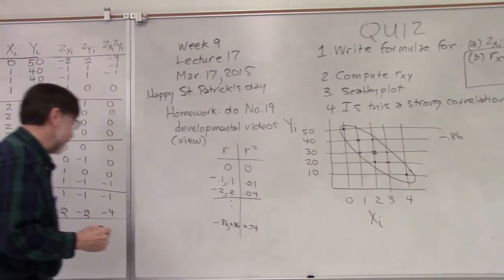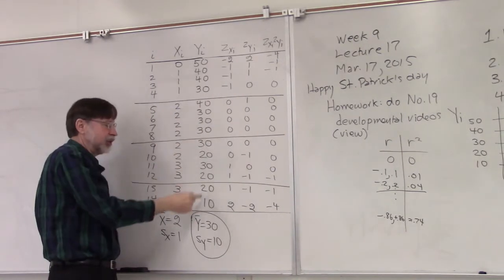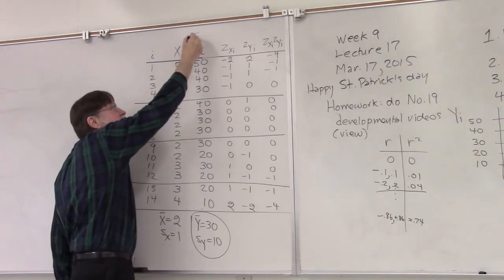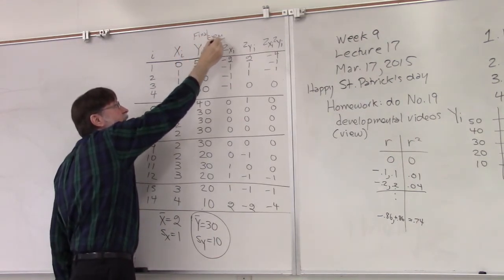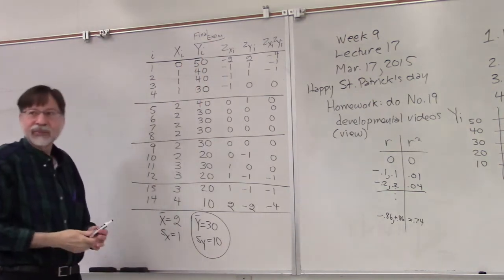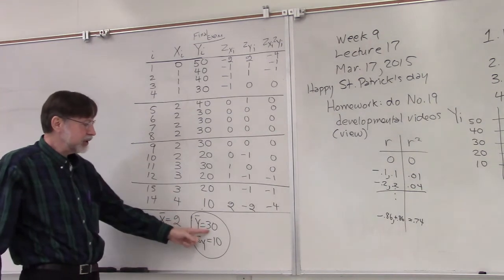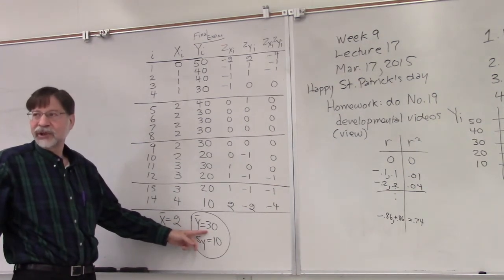So if you knew nothing, what would you guess? If you were trying to predict this score here, maybe this is the final exam. You're trying to predict somebody's final exam score. And if you knew nothing, what would you guess? You'd guess 30.